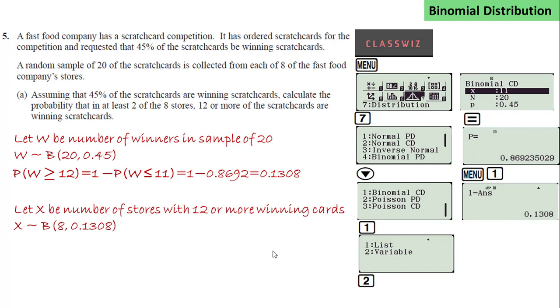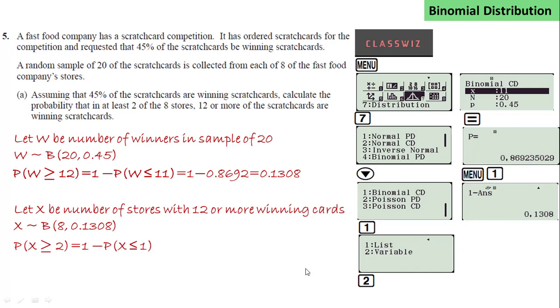We're going to go through 8 stores, and we're going to take these samples of 20, and in each case the probability of getting 12 or more winning scratch cards is going to be 0.1308. So x being the number of stores with 12 or more winning cards, X ~ B(8, 0.1308), with 8 for the number of stores and 0.1308 for the probability of success.